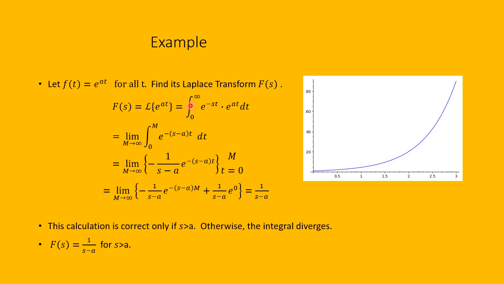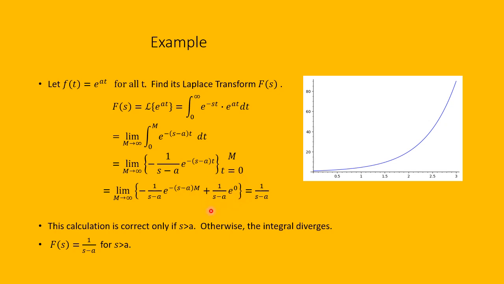And since we're going to look eventually at this improper integral, we want to take the limit as M goes to infinity here also. This stuff right here, by the fundamental theorem of calculus, is equal to this integral from 0 to M, and the limit just carries from one line to the next. Okay, so now substituting M for t and 0 for t and subtracting, we get the limit as capital M goes to infinity, minus 1 over (s minus a) e to the minus (s minus a) times M, plus 1 over (s minus a) times e to the 0.